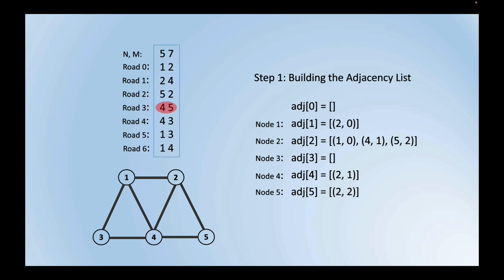For road 3, we put them in node 4 and node 5. For road 4, we put them in node 4 and node 3. For road 5, we put them in node 1 and node 3. And finally, road 6, we put in node 1 and node 4.